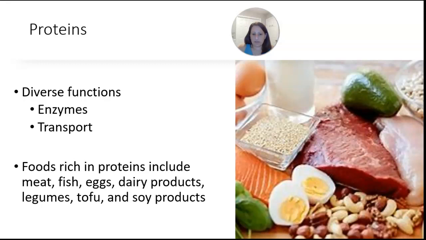So proteins, diverse functions, here are just 2. Proteins can be enzymes, and proteins can be involved in transport. Foods rich in proteins include meat, fish, eggs, dairy products, legumes, tofu, and other soy products.